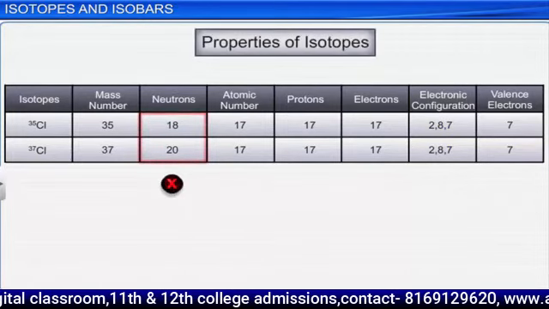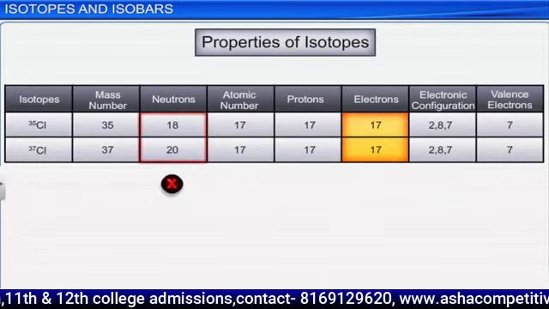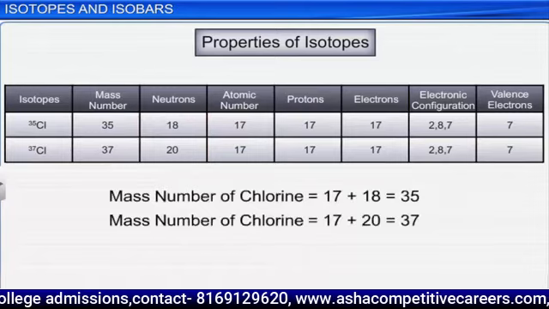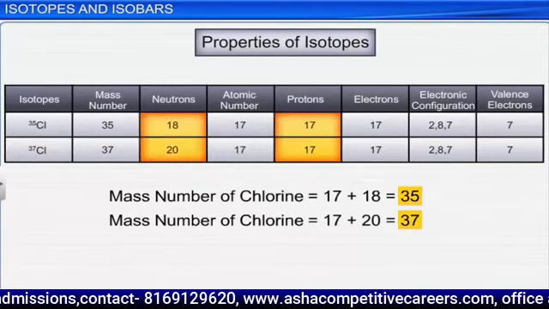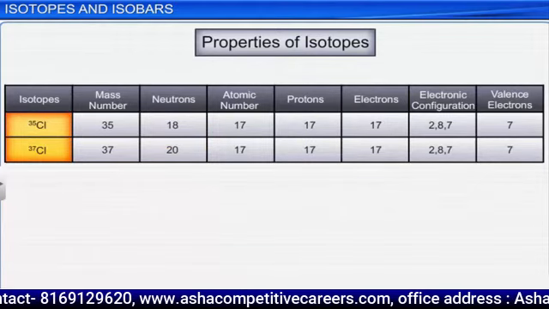Hence, as the isotopes have the same number of electrons, they exhibit similar chemical properties. However, as the mass of isotopes differ due to the different numbers of neutrons present in an atom, their physical properties differ from each other.